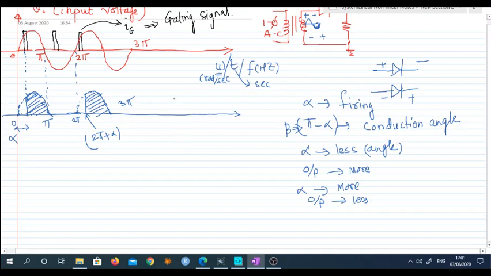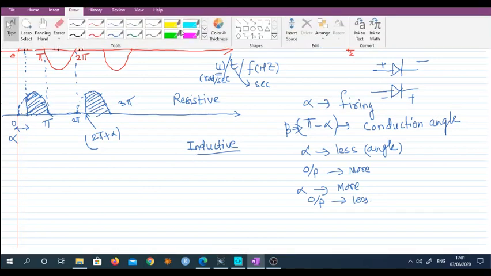Okay, now this story becomes very interesting when the load becomes inductive. So this case is very simple as far as resistive load. If I consider the load is inductive, then the case is something different. So what is different? Let me illustrate with the circuit diagram once again. So I will go to the next page first of all.